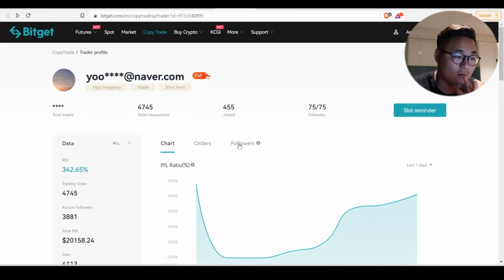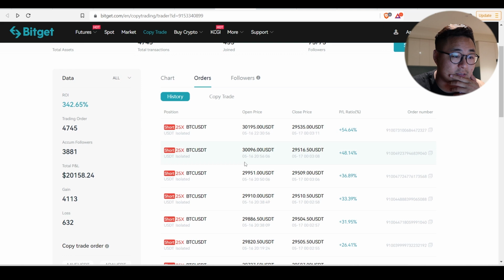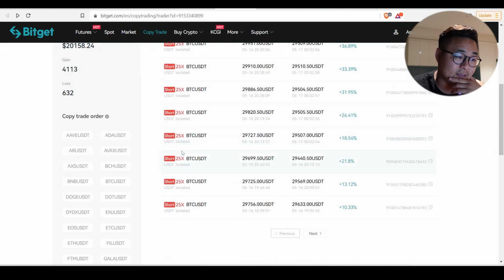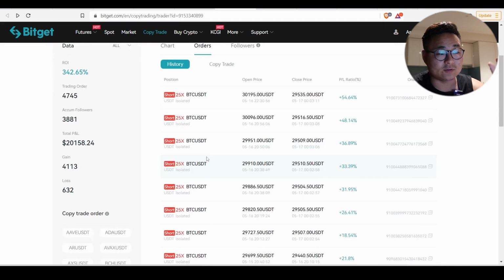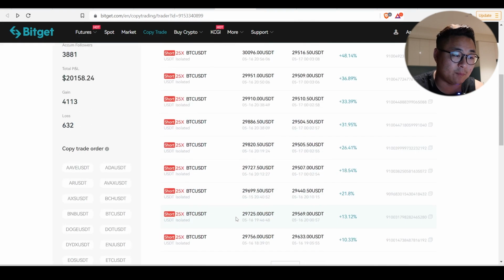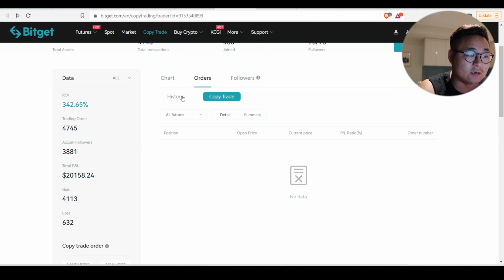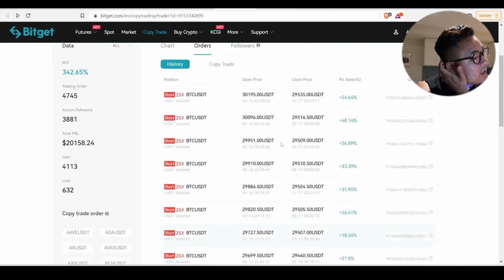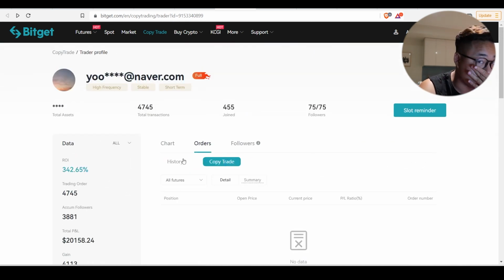One thing that I think I forgot to mention is if you go to orders, you can see his history. All right, 25x leverage. So he actually doesn't do too many, but it looks like he enters a lot more positions in a particular given day. So this entire page is all in one day position. So he does trade a lot more. So he hasn't got any active trades right now. So that's a good thing.